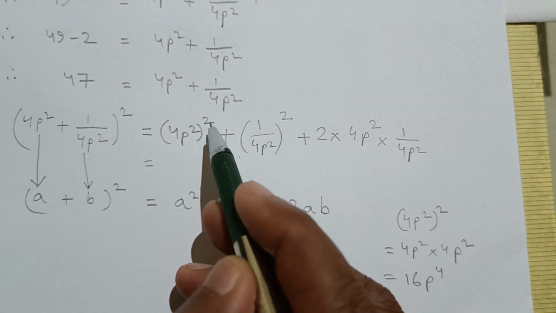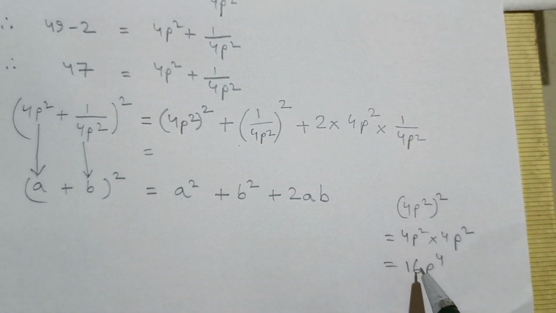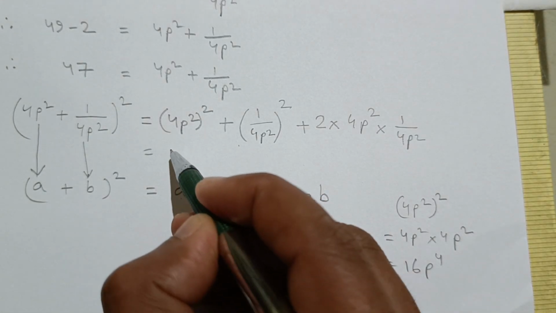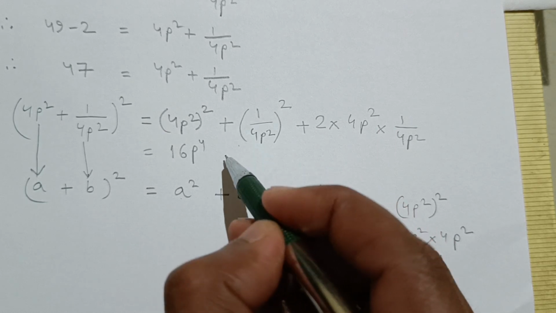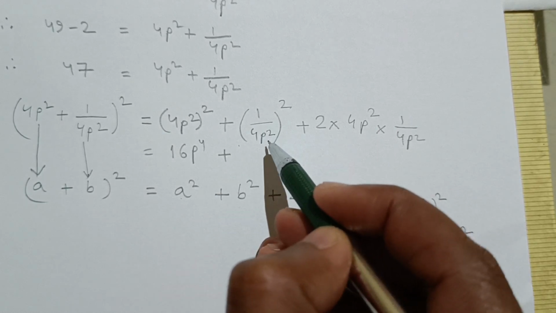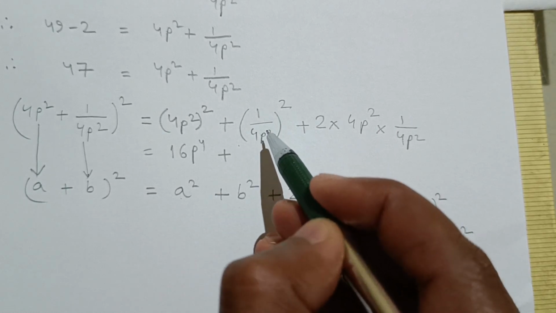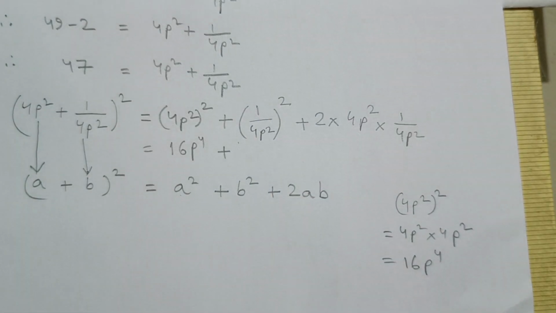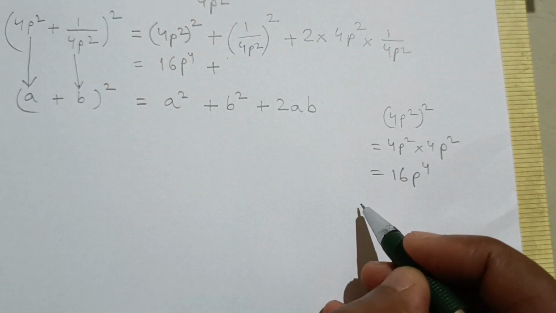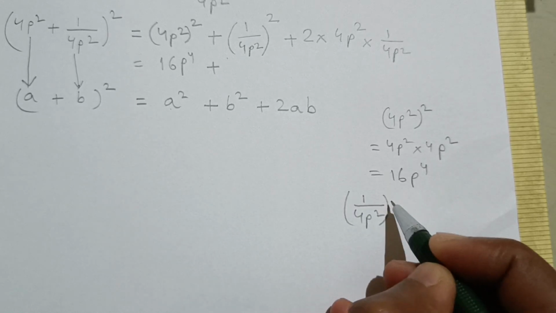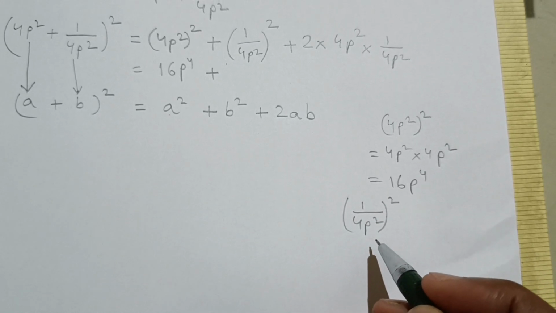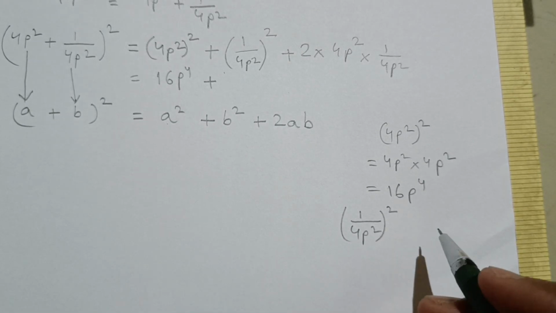So (4p²)² is 16p⁴. So we have 16p⁴ plus (1/4p²)². Now what is (1/4p²)²? Let us do it over here. So (1/4p²)². What is (1/4p²)²?